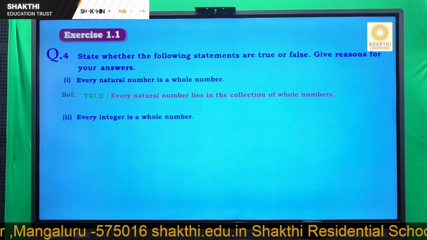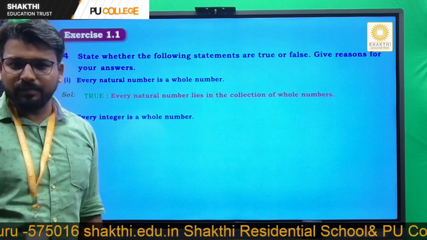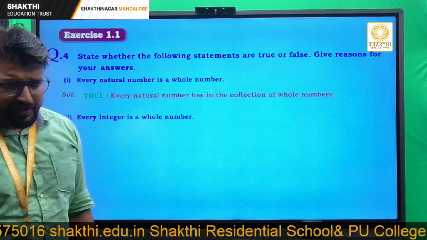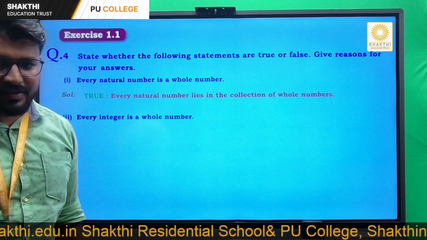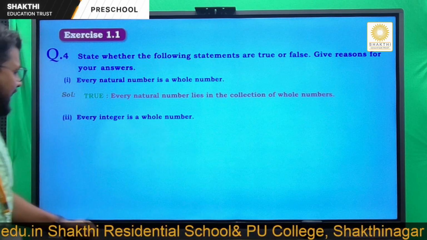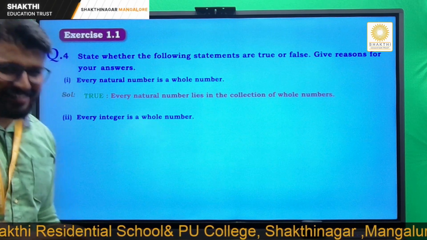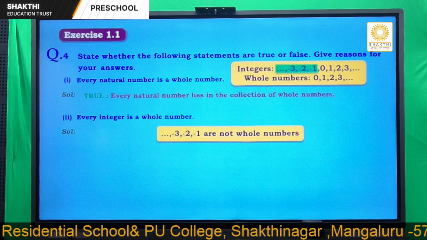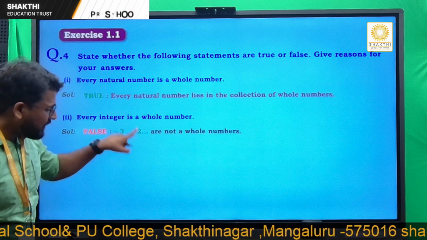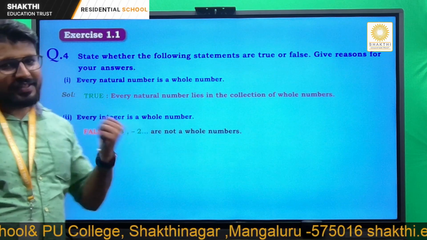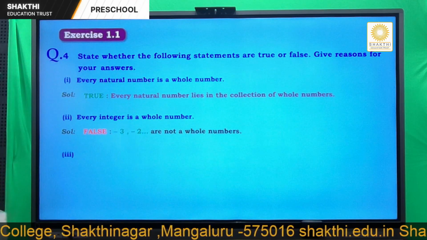Question number 2: every integer is a whole number. Let me think and give me the answer. True or false? Yes, you are right. The answer is false, because you can see that -3, -2 are integers but they are not whole numbers. Isn't it? Very good.